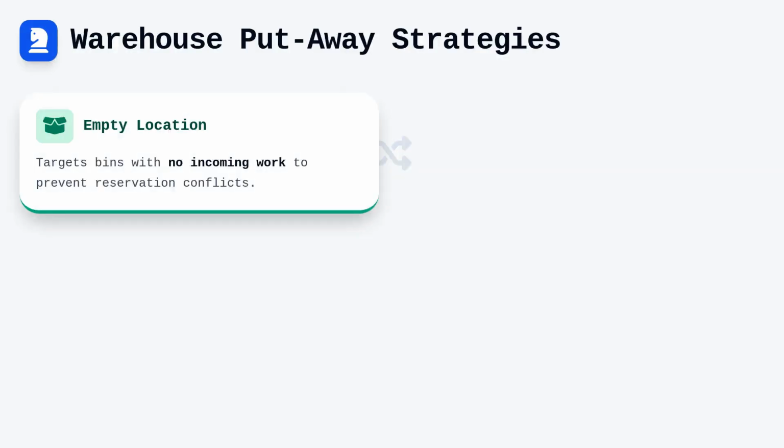Strategies are the parameters you apply to these action lines to further influence behavior, such as using the empty location with no incoming work strategy. This specific strategy is incredibly useful for put-away operations, as it prevents the system from placing goods into bins that are already reserved for other pending tasks.